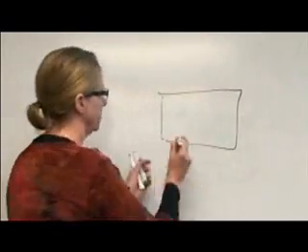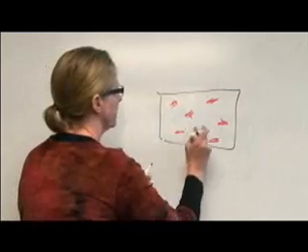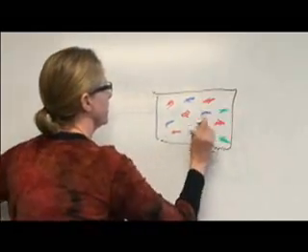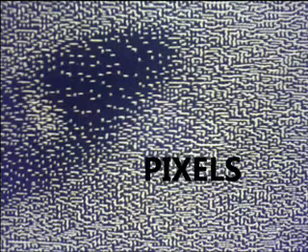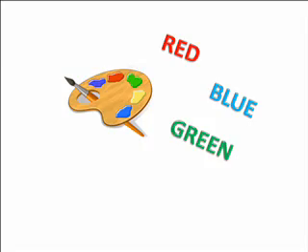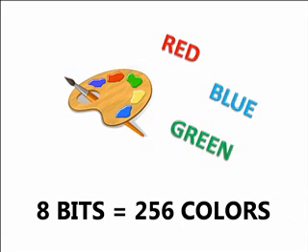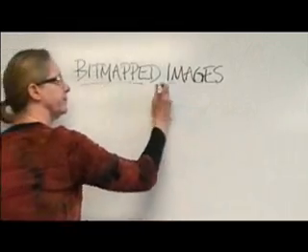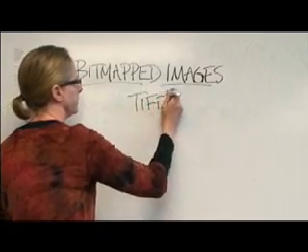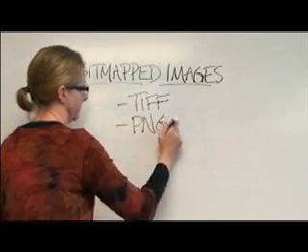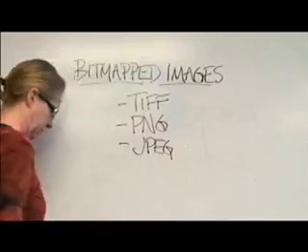These types of images are composed of many individual dots of color called pixels. The quality of the image, known as resolution, is determined by the number of pixels in the image. This number may be referred to as dots or pixels per inch. GIF is based on a red, blue, green color palette and supports a maximum of 8 bits or 256 colors. Other common bitmapped image formats include TIFF, PNG, and JPEG, used primarily for photographic images.